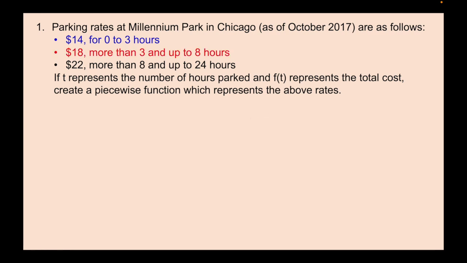The next condition is saying that it's $18 for more than 3 but up to 8 hours, and that statement is going to look like this. It's just the flat rate of 18, and again expressing that it is more than 3 and up to 8 hours. And then for our last piece, $22 for more than 8 and up to 24 hours would look like this. So that is going to be the setup for this particular problem.